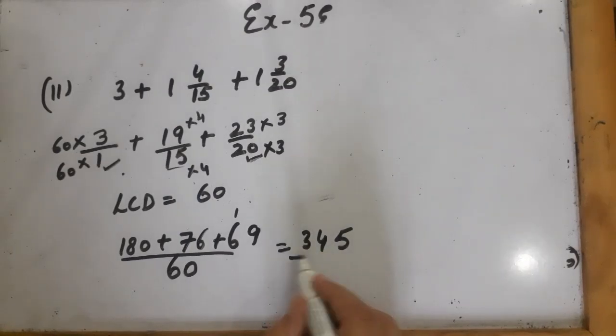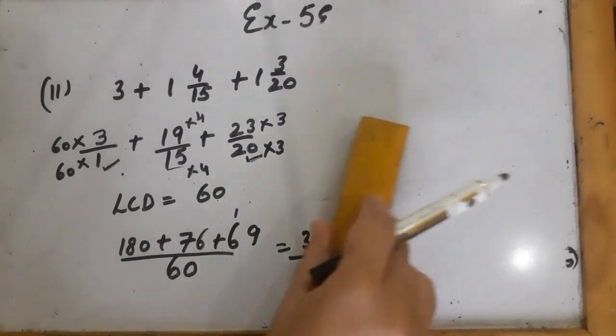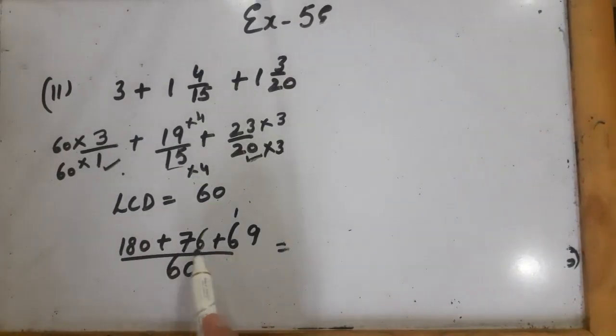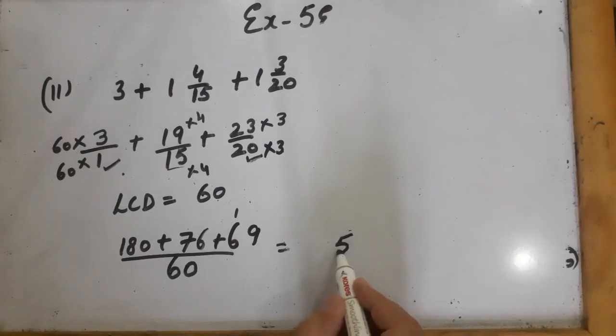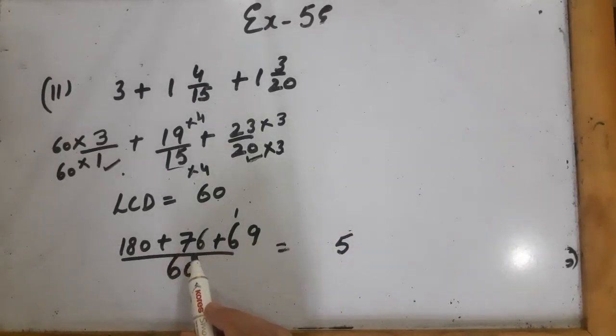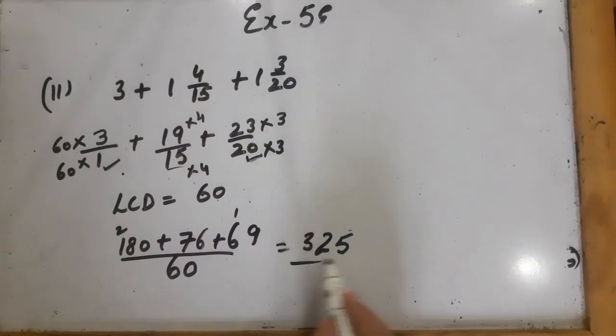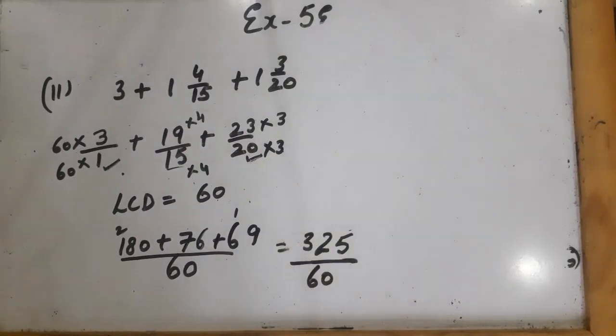So 345 upon 60. Okay, wait. So this is 9 plus 6 is 15. So 15 I'll write here. 6 and 7, 7, 7, 14. 22. So 2 and 1 is 3. So this comes 325 upon 60.